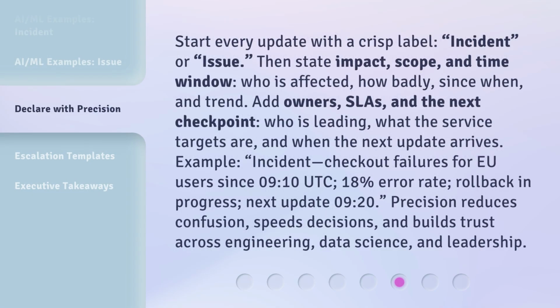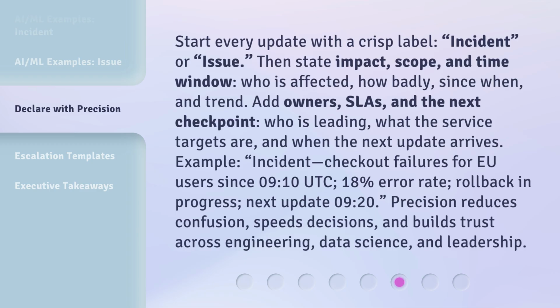Start every update with a crisp label, incident or issue. Then state impact, scope, and time window. Who is affected, how badly, since when, and trend. Add owners, SLAs, and the next checkpoint. Who is leading, what the service targets are, and when the next update arrives.